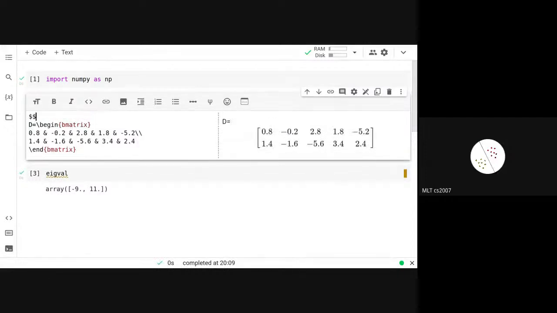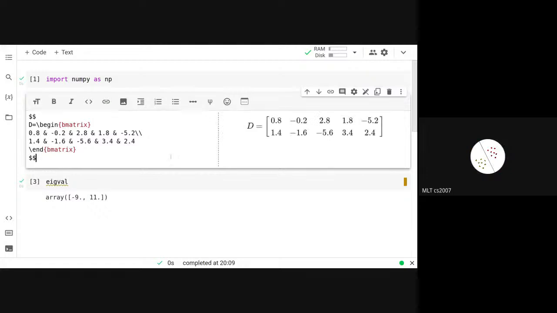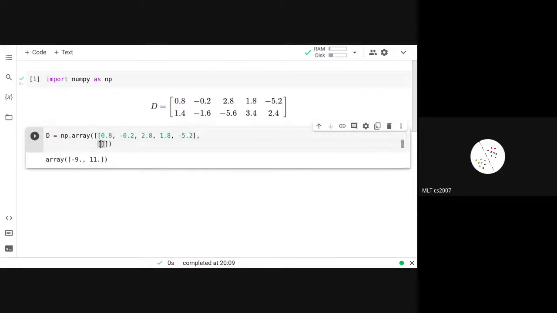So, this is our data set. What I'm going to do is create a matrix, or an array as we call it, out of this data set. Whatever is there, you just enter those values here: 2.8, 1.8, -5.2. And then you have 1.4, -1.6, -5.6, 3.4, and 2.4, right? So this is your data set.